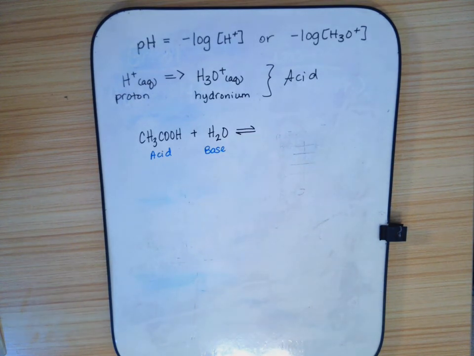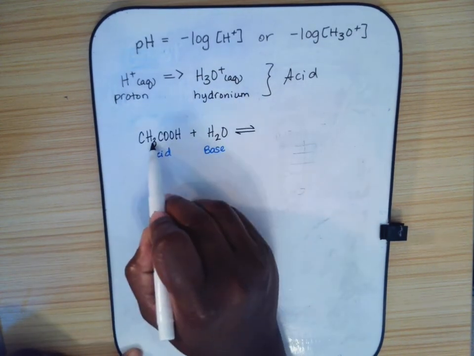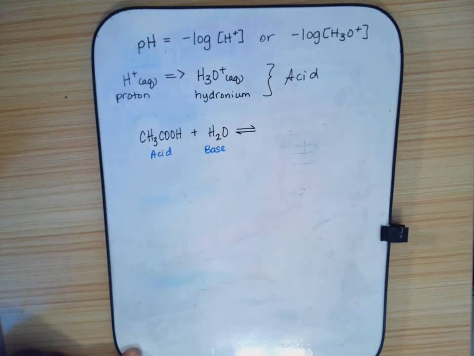If water is in the presence of an acid, then it will behave as a base. But you could also see reactions where water is in the presence of a base, and in that case, it's going to behave as an acid. In this case, we have water in the presence of acetic acid. So it's in the presence of an acid, therefore, it's going to act as a base.